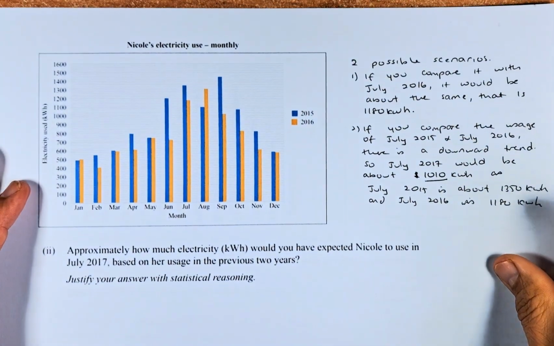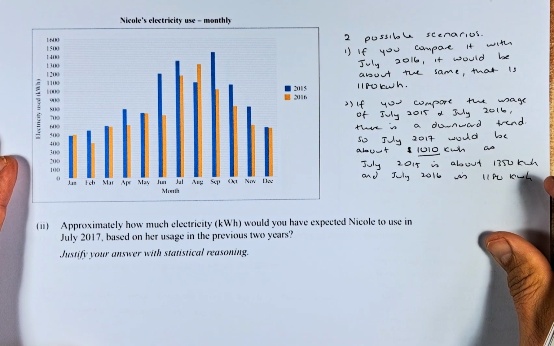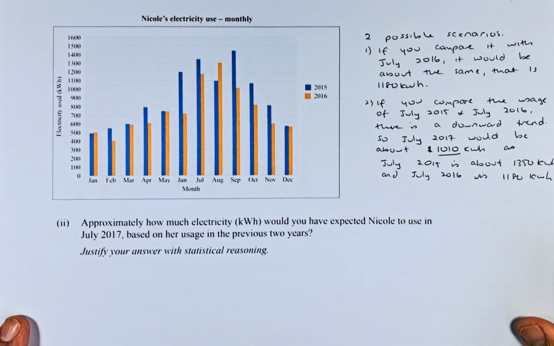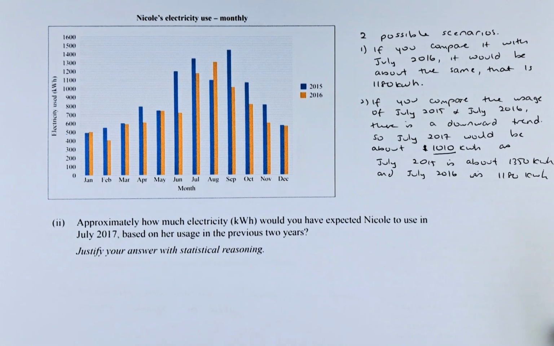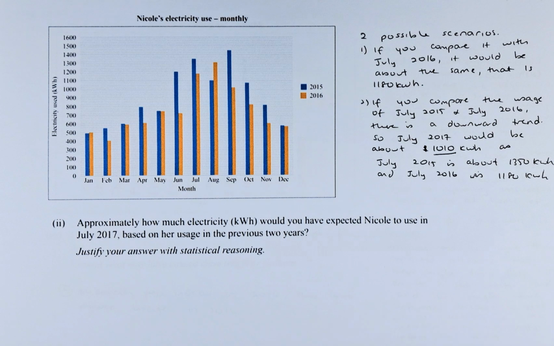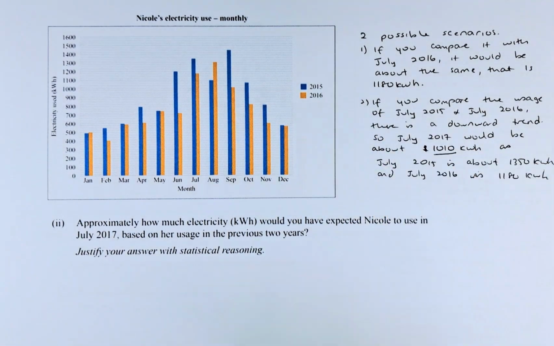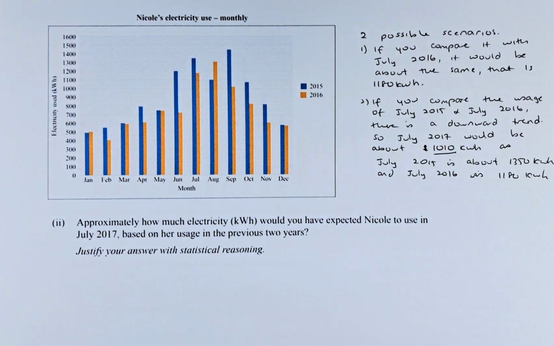Great. We shall continue now with part 2 of the question, and part 2 sounds like this. Okay, I'm going to adjust the paper. It's the same graph, and we are going to solve this question. The question is, approximately how much electricity would you expect Nico to use in 2017, which is somewhere here, based on the usage in the previous 2 years.